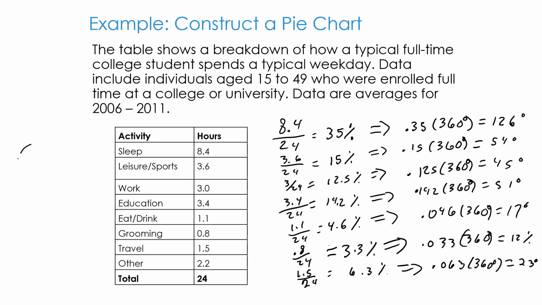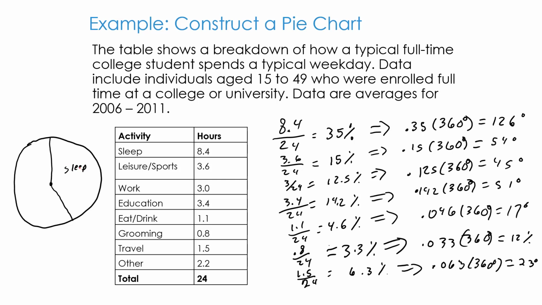And so you draw a circle. And you don't have to go straight down, but I will to try and make my life easier. So my first wedge is for sleep, and it's 126 degrees. 90 degrees would be straight across, so we need to go another almost 40 degrees. And there you go. And that's sleep.